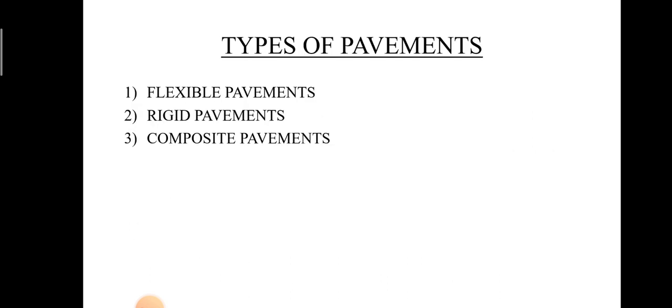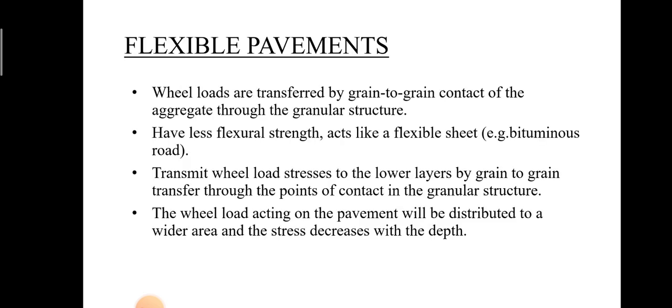Then moving to types of pavements, mainly three types of pavements are there: flexible pavements, rigid pavements, and composite pavements. First of all, flexible pavements. Here, wheel loads are transferred by grain to grain contact of the aggregate through the granular structure. These pavements have less flexural strength and act like a flexible sheet.